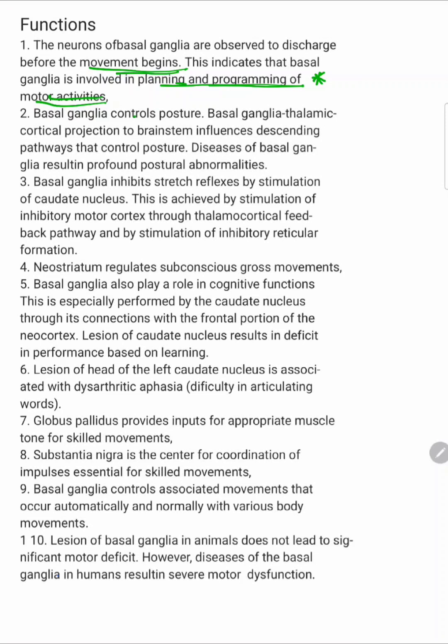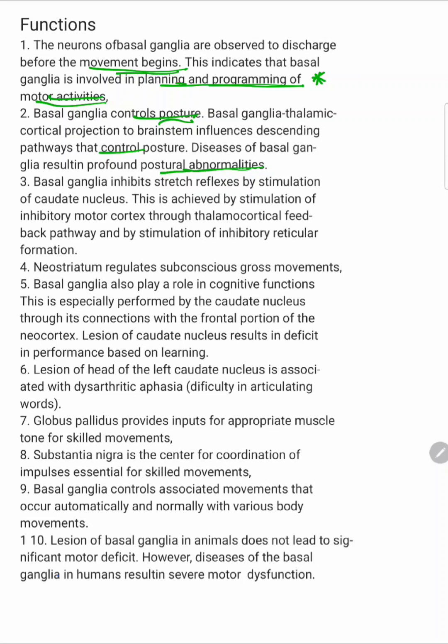Next, basal ganglia controls posture. Posture is the important word. Basal ganglia thalamic cortical projection to brainstem influence descending pathways that control posture. Disease of basal ganglia results in profound postural abnormality. See, basal ganglia control posture, right? So any dysfunction of the basal ganglia causes diseases which result in postural abnormalities. In this, posture and postural abnormalities are the important words.